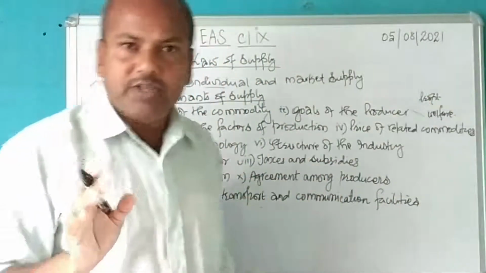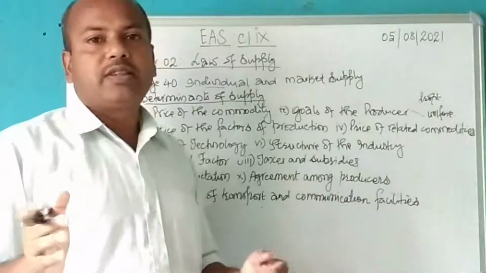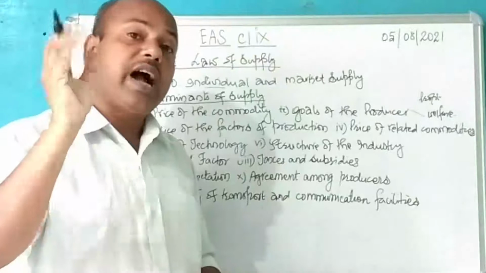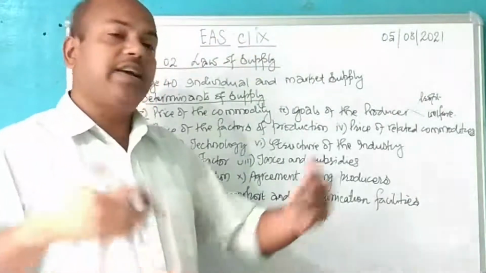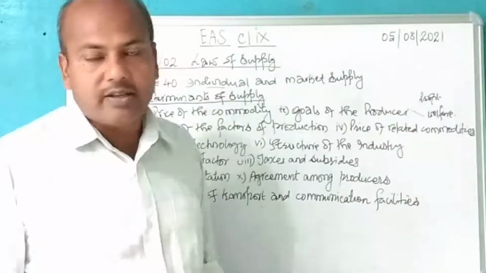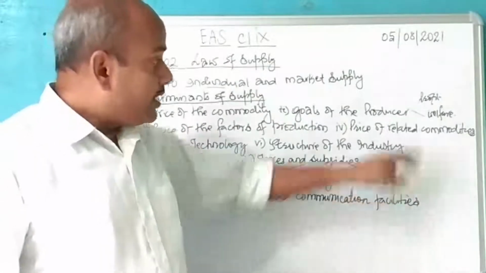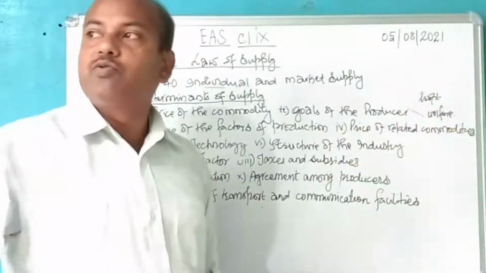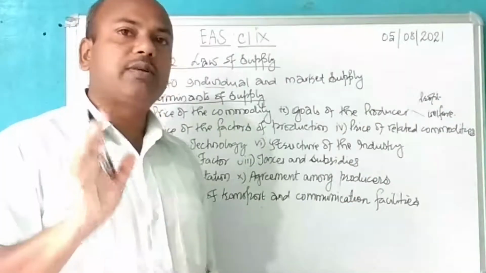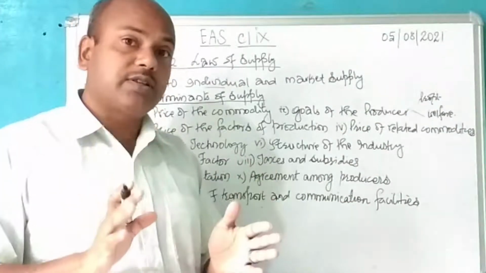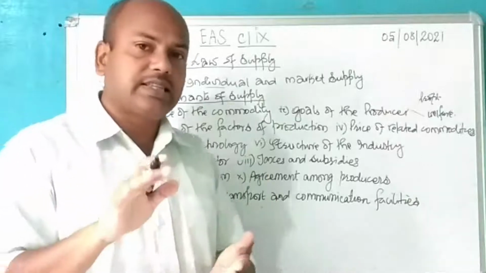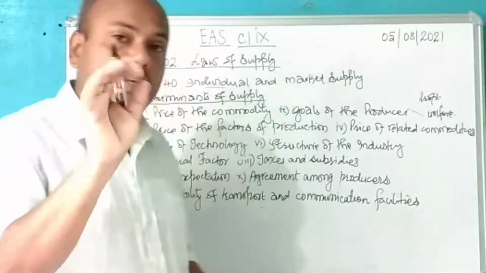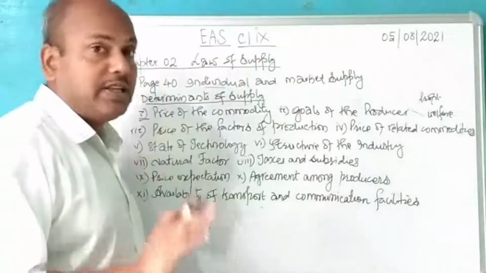If you are producing in order to earn more and more profit, then your supply has to be higher, because the more you produce, the more you sell, the higher your earning will be. But if your goal is welfare, that means you want to do good to other people, in that case you are not earning much, so your supply has to be less or only in limited quantity, so supply will be less.